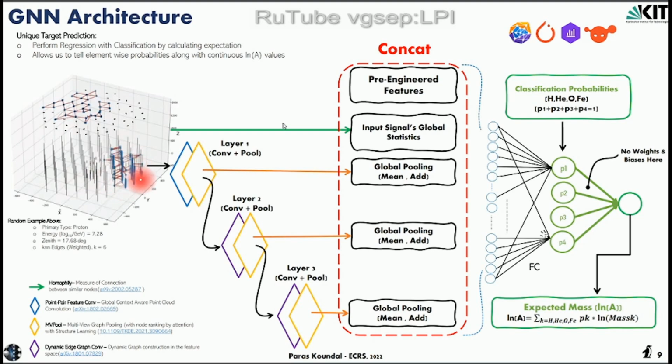So there we would expect the homophily to be low. And then it's a standard convolutional pooling layer, which is also the case for CNNs. There are three different types. I won't go into details, but these either try to capture some structural information or try to capture which DOM is more important than the other one.